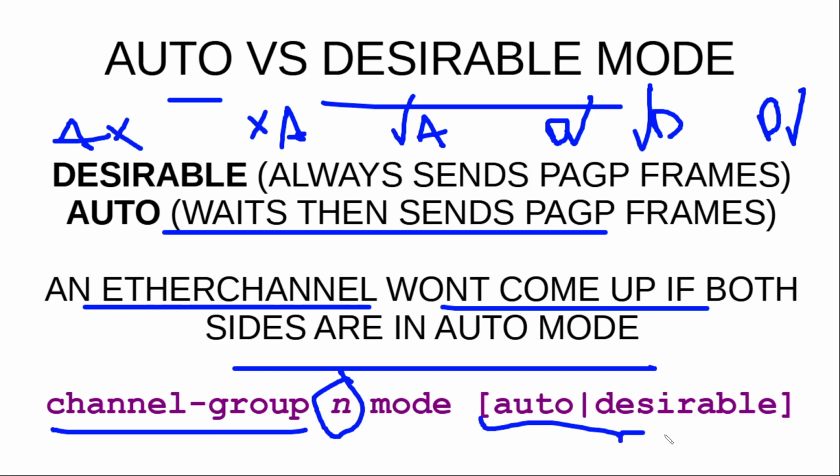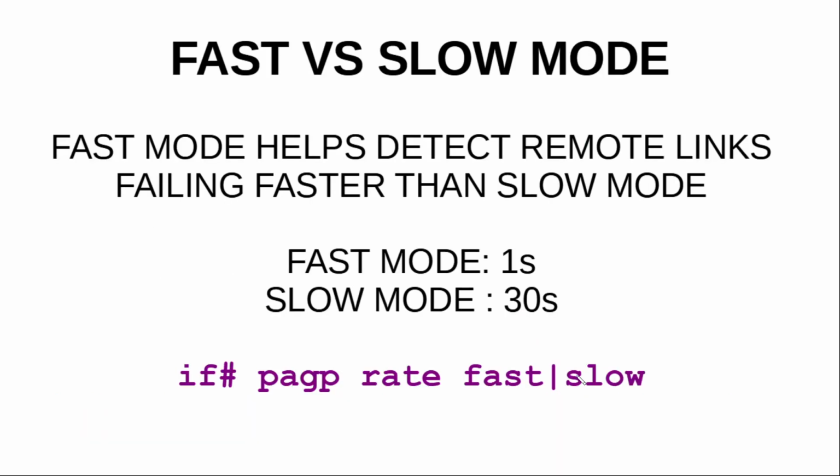And these modes indicate that you want to use PAgP. There is no command such as enable PAgP. So your channel group parameters will tell the operating system that you want to use PAgP if you use auto or desirable.